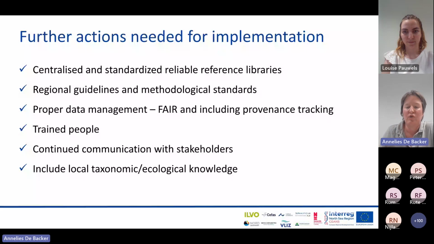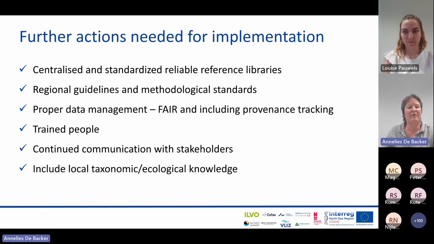We also need to come up with even more regional guidelines and methodological standards, especially for eDNA. This is quite an important advancement that we need to make. Also, when considering implementation of DNA-based methods, it's important to start from the beginning with proper data management according to the FAIR principles. So your data need to be findable, accessible, interoperable, and reusable. And this means having good provenance tracking, so making sure that it's really clear what exactly has been done with your data, which metadata are related to this.